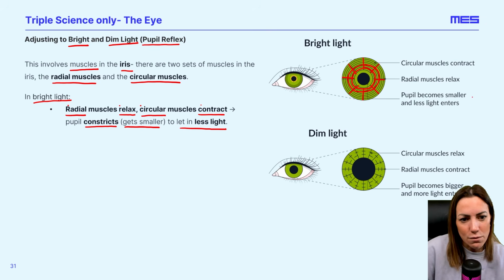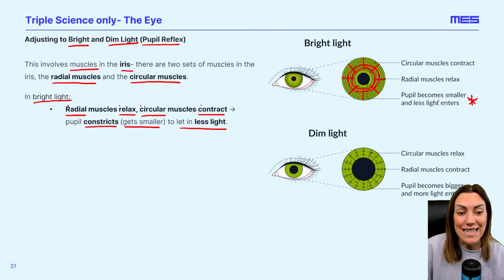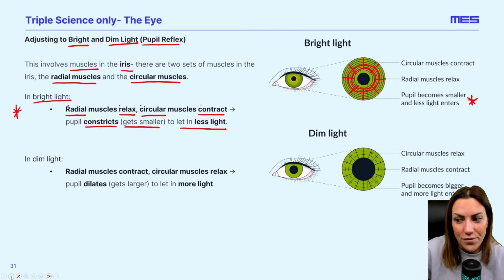So the pupil becomes smaller, less light will enter, and that will prevent any damage to your retina, because if too much light enters the eye, that can damage the retina. Now, once you've learned that, in dim light, it's just the opposite. So in dim light, the radial muscles contract and the circular muscles in the iris relax.